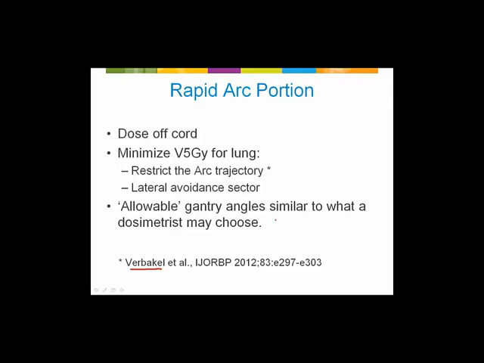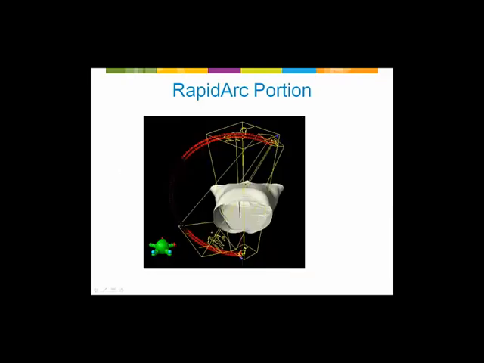Then we have our avoidance sector here, in this case a 60 degree avoidance sector that was needed. And finally, the objectives for planning are pretty straightforward. Really all we need to do is to get dose off the cord. So we've got some upper objectives to try to limit the dose to the cord.